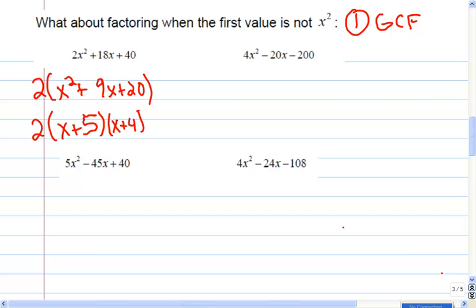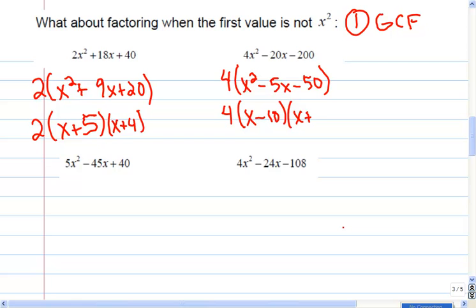Okay, so for the next one, hopefully we can take out 4 from everybody. Sorry, it should be 20. Should be 50. Okay, so numbers that multiply to negative 50 and add up to 5. Sure, Alice? Negative 10 multiplied. Yeah. So subtract 10 and then add 5 back to it.